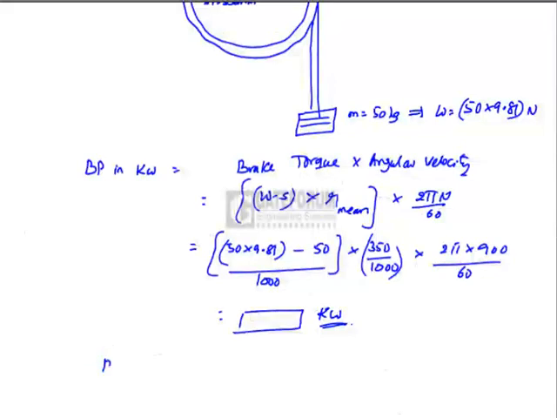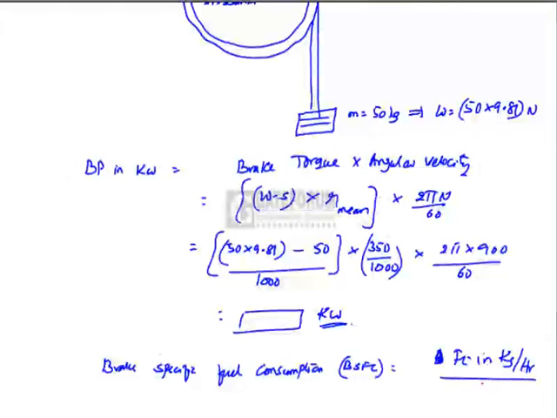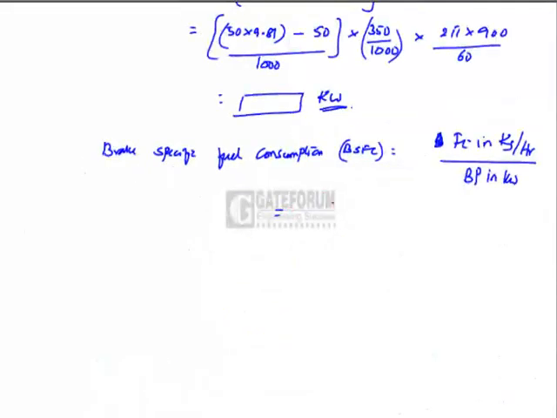Then brake specific fuel consumption. BSFC is equal to fuel consumed in kg per hour divided by brake power in kilowatts. Fuel consumed in kg per hour is given as 4, divided by the BP just obtained above. We get the answer in kg per kilowatt hour.